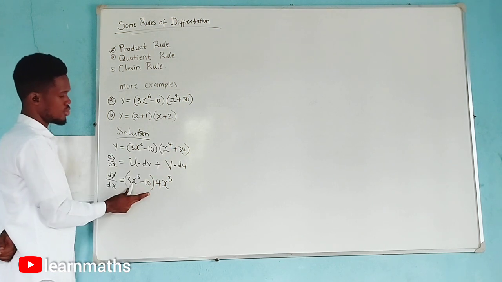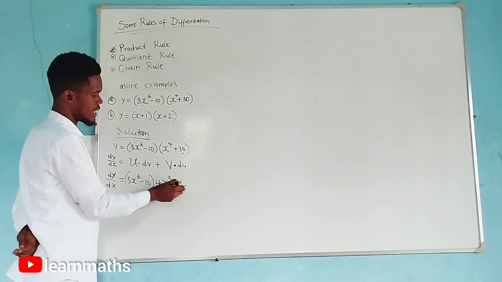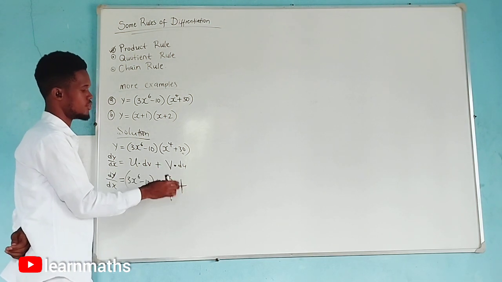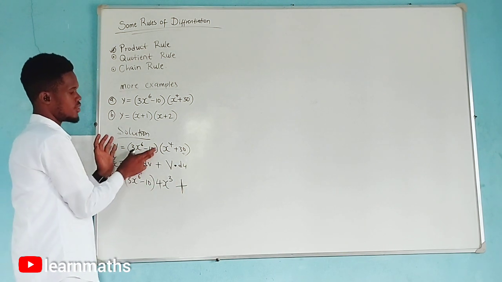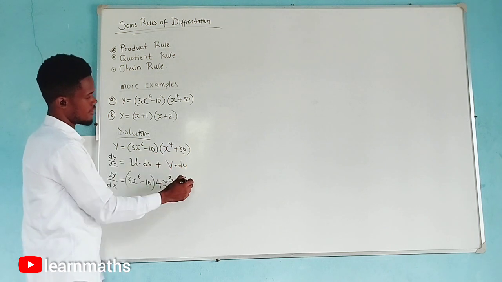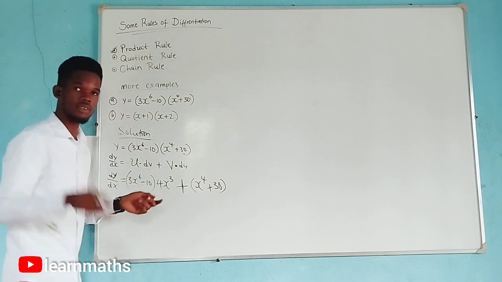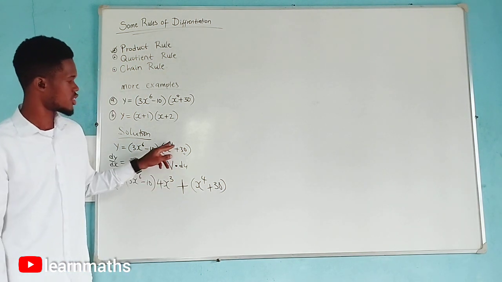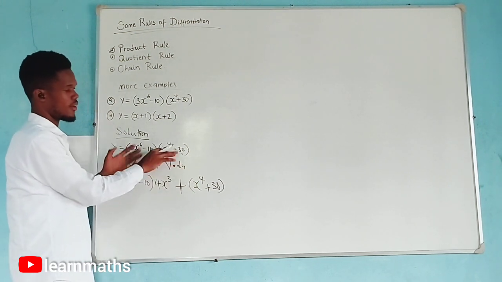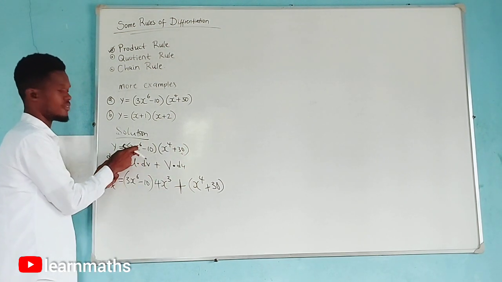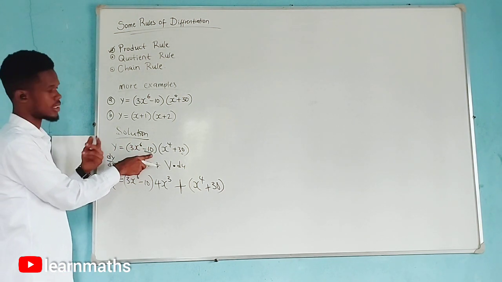So this is u, and this is the differential of v. You're going to add that, plus v du, the differential of u. These are u, these are v, right? So what's v? v happens to be x^4 plus 30, right? That's our v. Now what will be the differential of u? We're no longer differentiating v, we're differentiating u. You differentiate this negative 10, since it's a constant, you get 0.